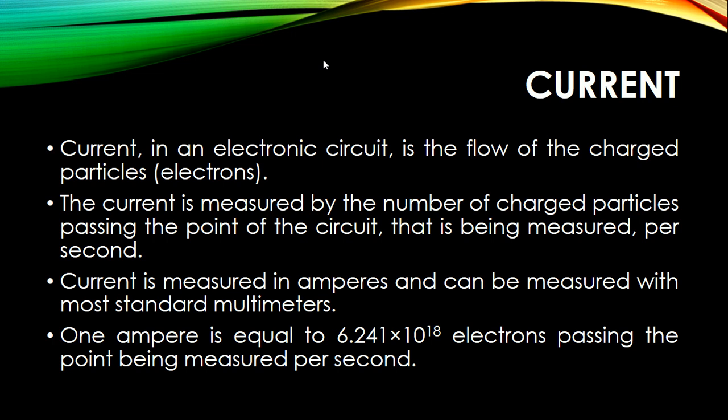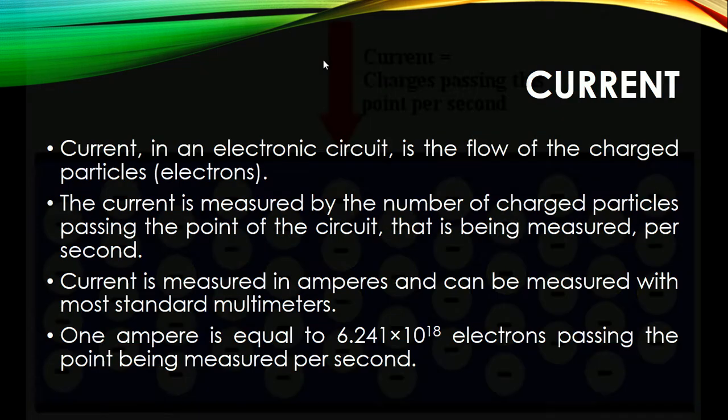Okay, next we have current. Current in an electronic circuit is the flow of charged particles, or again, of the electrons. The current is measured by the number of charged particles passing the point of the circuit that is being measured per second. Current is measured in amperes and can be measured with most standard multimeters. One ampere is equal to 6.241 times 10 raised to 18 electrons passing the point being measured per second.